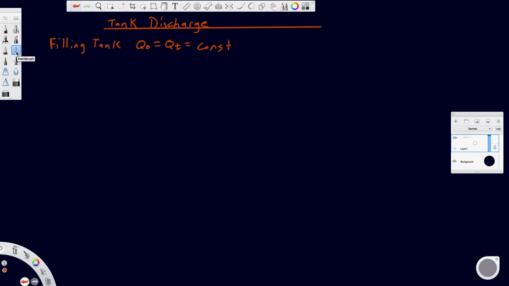Okay, so here we go. I had to restart after a little technical difficulty. Last time, as I mentioned, we talked about filling a tank. Before we start talking about tank discharge, let's have a quick reminder on filling a tank and why tank discharge is not the same as filling a tank.